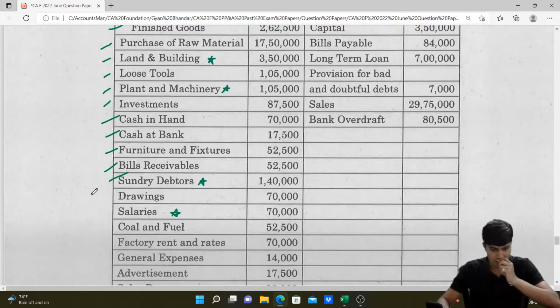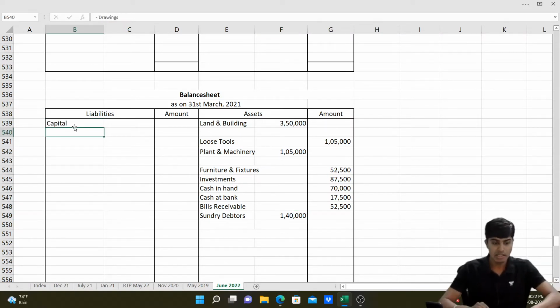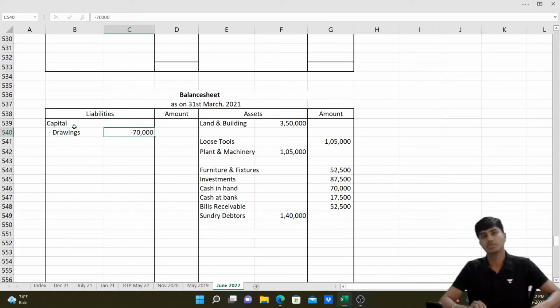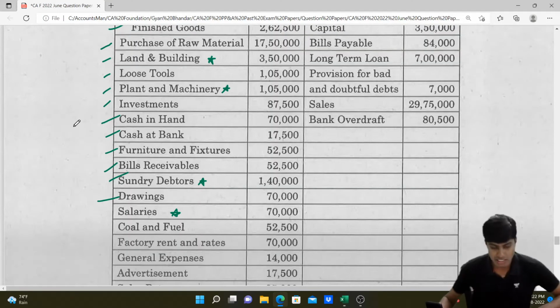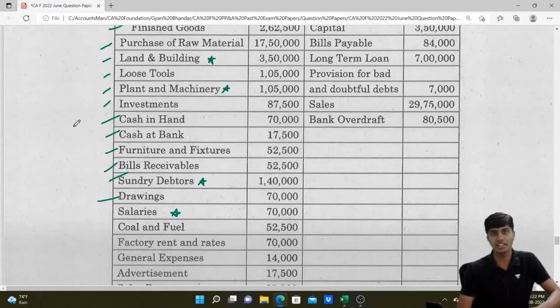So after 1,40,000, we have drawings of 70,000 rupees. This has to be deducted from capital. So I'll write capital less drawings 70,000. I don't know how much is my capital. As and when I come to know, I'll write that capital. And after deducting drawings, I'll add the interest on capital, adjust interest on drawings, and net profit, all such items there. Then we have salaries.